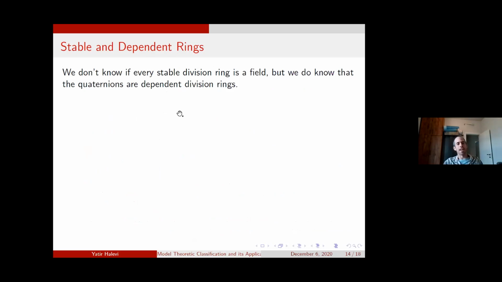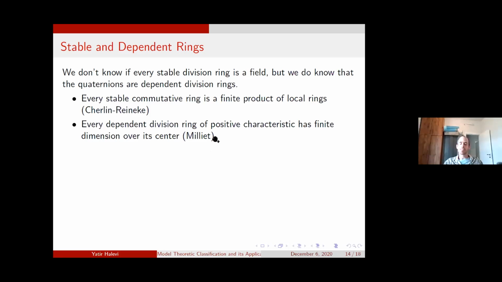What else do we know? Every stable commutative ring, not an integral domain, is a finite product of local rings. That's a very old result by Cherlin and Reineke. Every dependent division ring of positive characteristic has finite dimension over its center. Its center is a field, so you can look at it as a vector space over its center. It must have finite dimension. That's a result by Milliet.